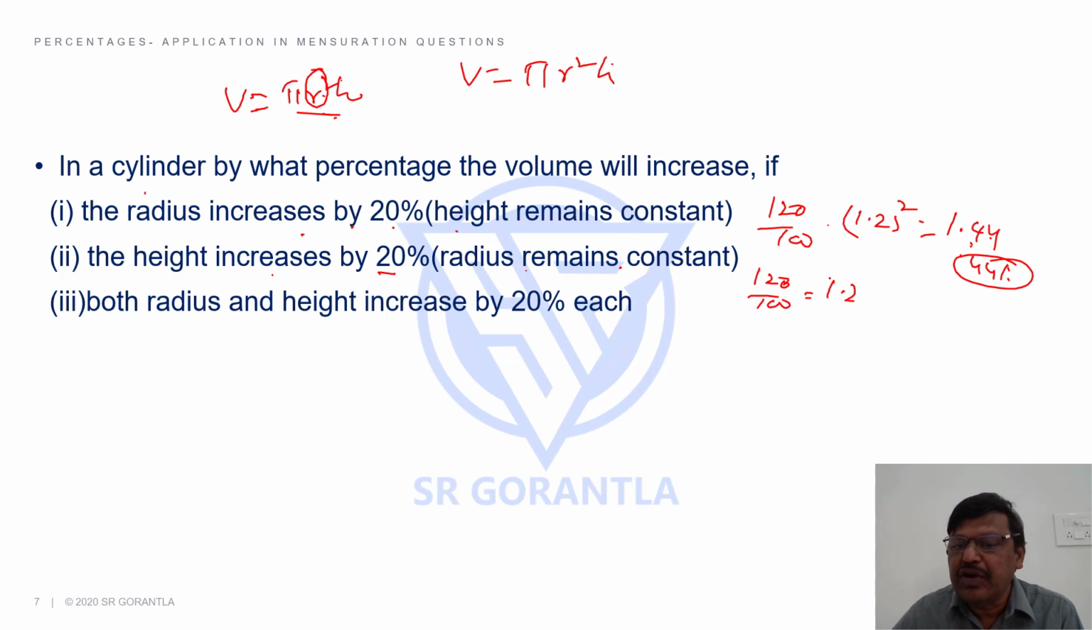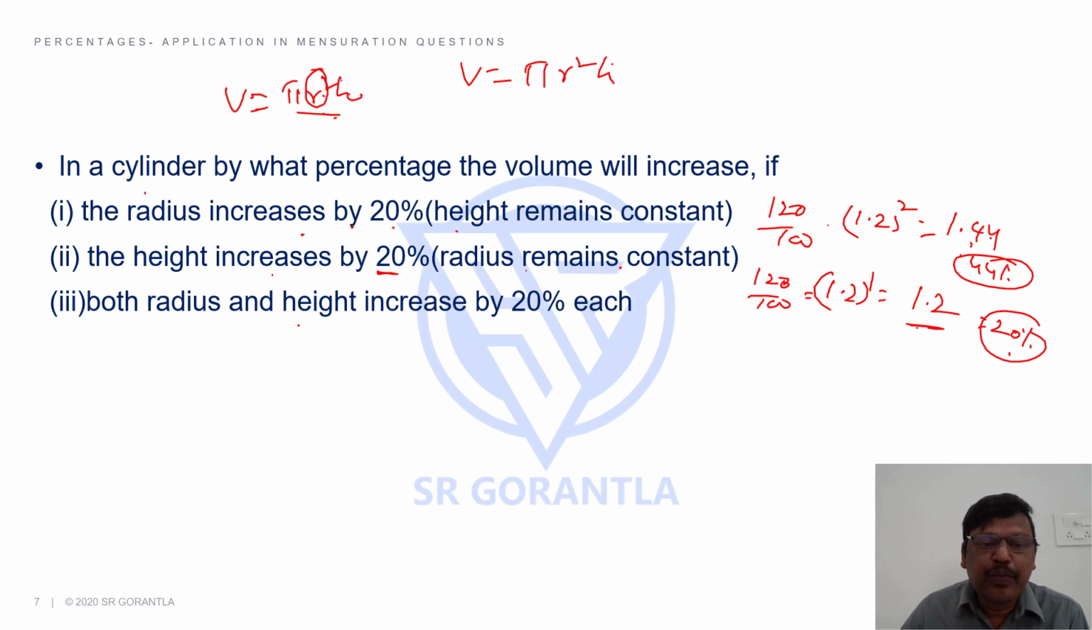Only 1. So I should write only 1.2 whole power 1. It is only 1.2 times. 1.2 times means there is an increase of 0.2 or 20%. What you observe in all these examples, if the power is 1, you get the same answer. If it is 20%, here also you are getting 20%.